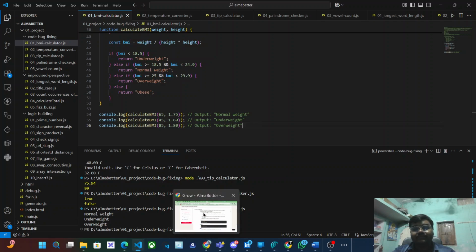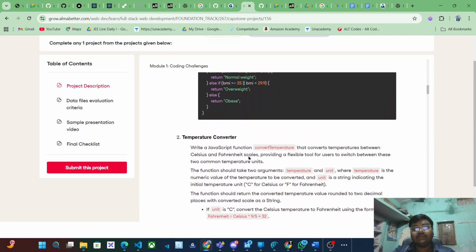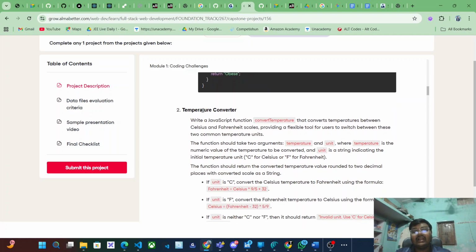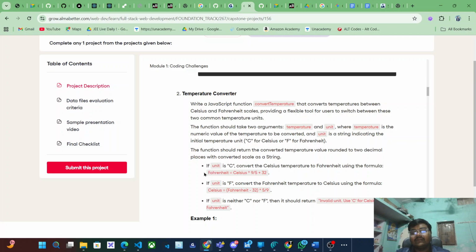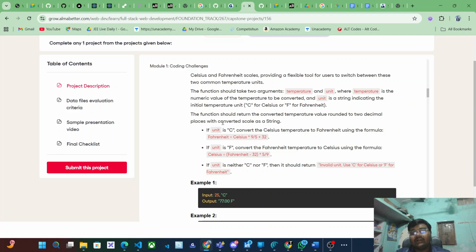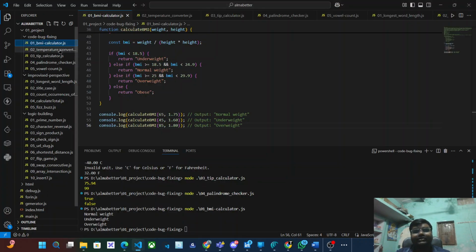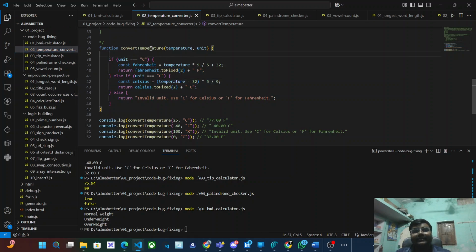Now come to question number two, temperature converter. When we discuss the temperature converter JavaScript function, there are two things: Celsius to Fahrenheit and Fahrenheit to Celsius. We have two formulas to convert the temperatures. So let's come into that solution. The solution here is convertTemperature. Inside the convertTemperature function, we have two arguments. One is temperature and the second one is unit.